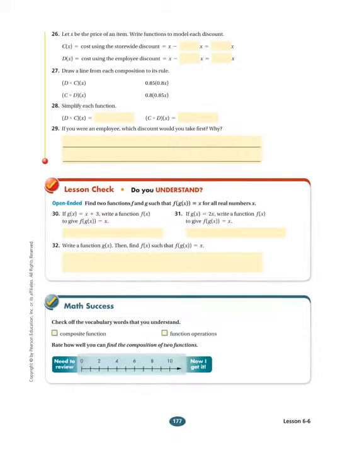All right, so let X be the price of the item. We don't know the price of the item, so that's why we are letting X be the price of the item.